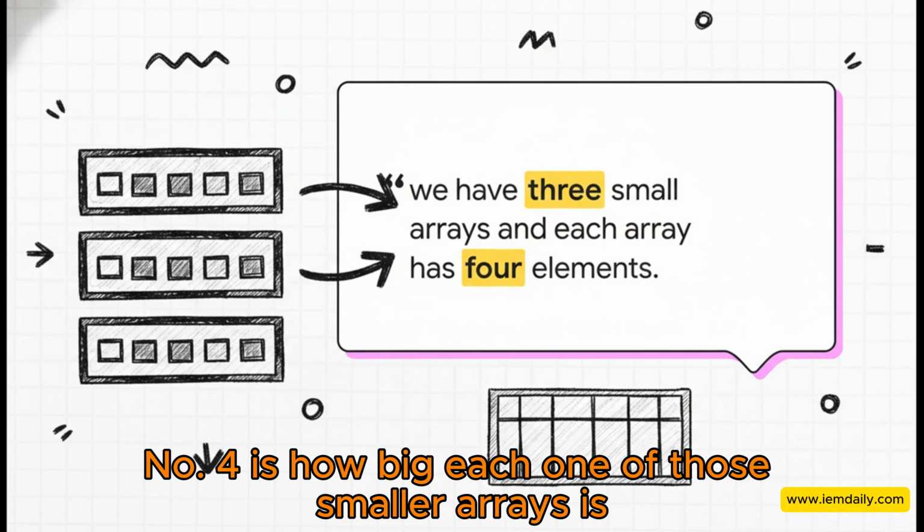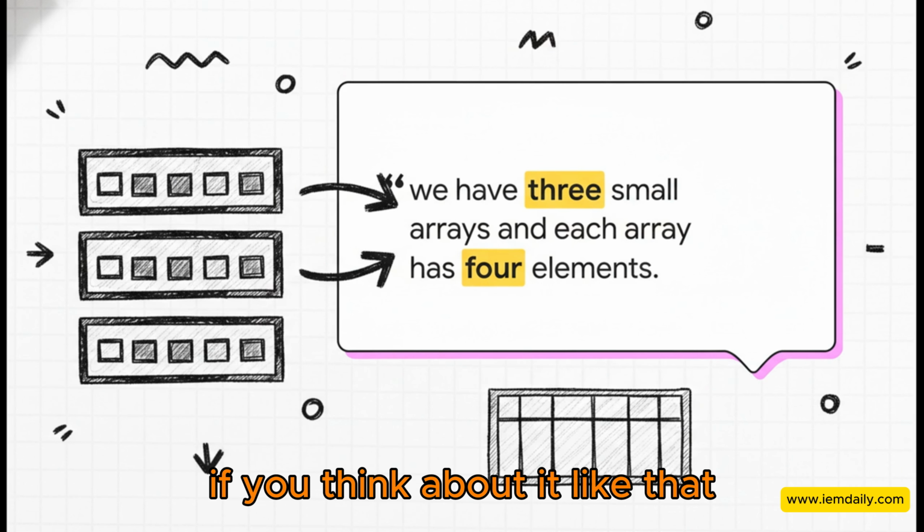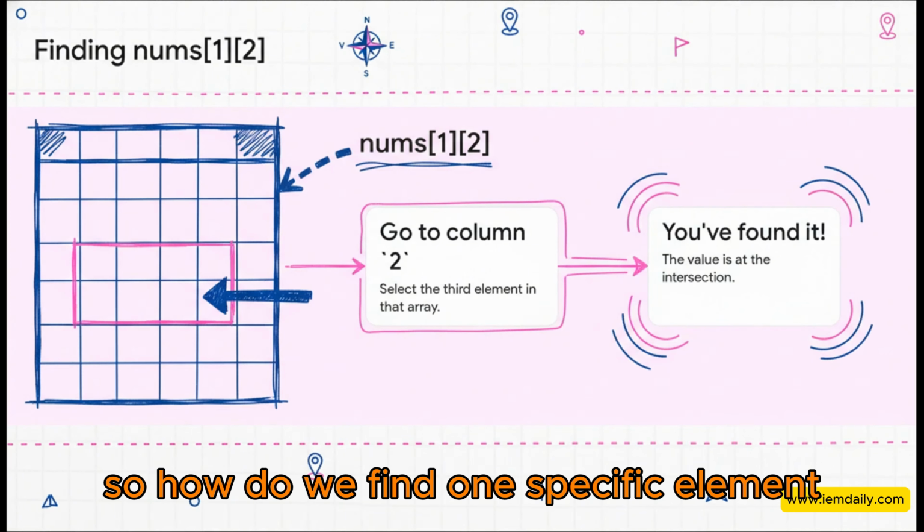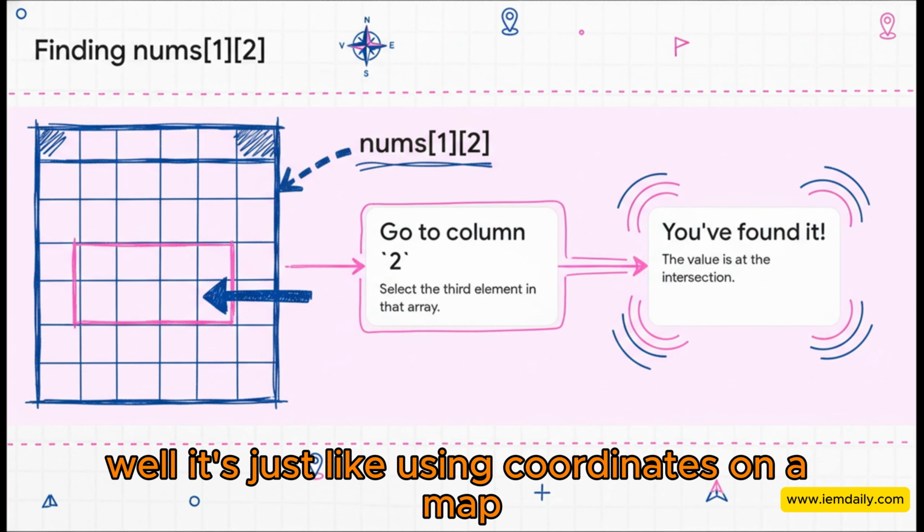The second number, 4, is how big each one of those smaller arrays is. If you think about it like that, it connects the code right back to that idea of a big box holding smaller boxes. So how do we find one specific element? Well, it's just like using coordinates on a map.